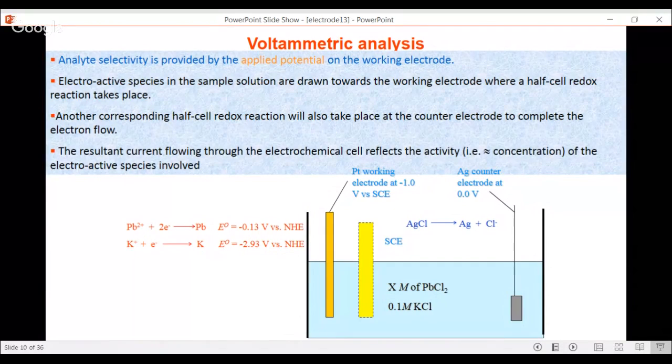So when I take an analyte, for example lead 2+ ions, the lead 2+ ions will reduce at a potential E0 of minus 1.13 volts versus the normal hydrogen electrode. Potassium ions will reduce at minus 2.93 volts. That is why we are using potassium nitrate as the supporting electrolyte. We will normally scan from 1 volt to 0 volt to 1.5 to 2 volts only. Electroactive species in the sample solution are drawn towards the working electrode where a half-cell redox reaction takes place. Another corresponding half-cell redox reaction will also take place at the counter electrode. The resultant current flowing through the electrochemical cell reflects the concentration of the electroactive species involved.